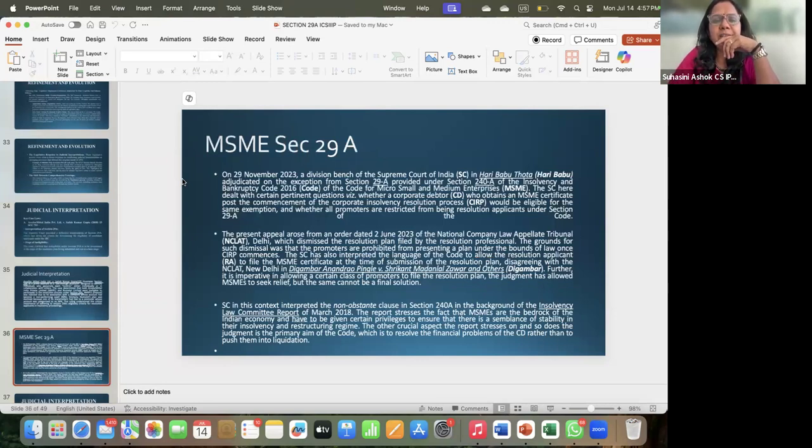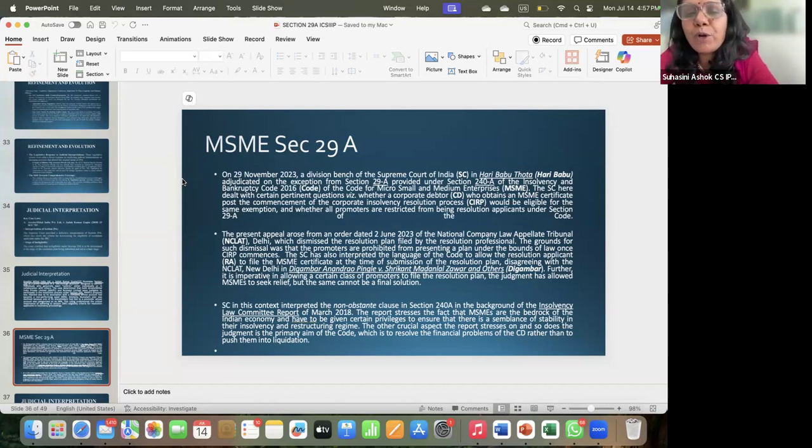So one recent case is Haribabu Tota, regarding the MSME. When we see Section 240A, which was specifically brought in for the MSME exemption from Section 29A, once again I'm clarifying to all of you that Section 29A MSME applicability is only for two subsections being exempted for MSMEs, that is, clauses C and H.